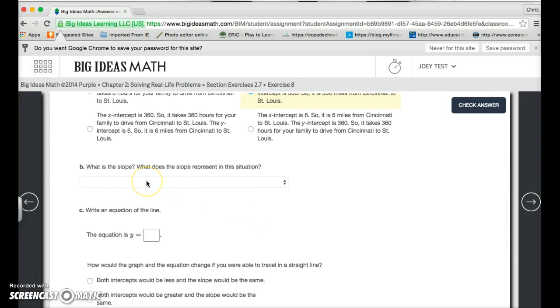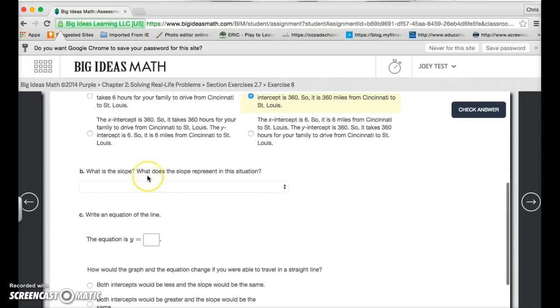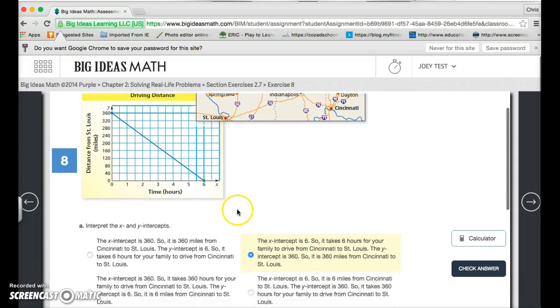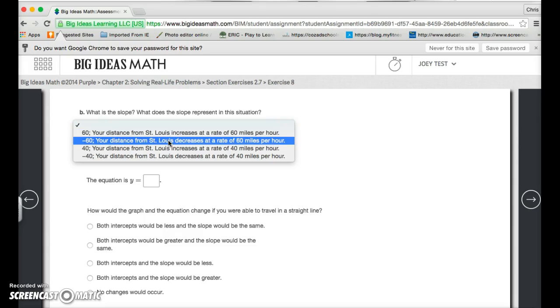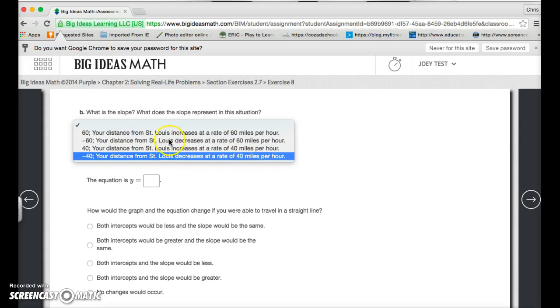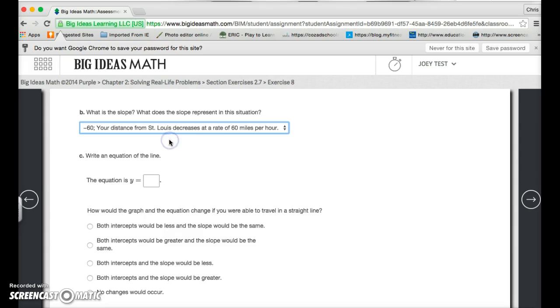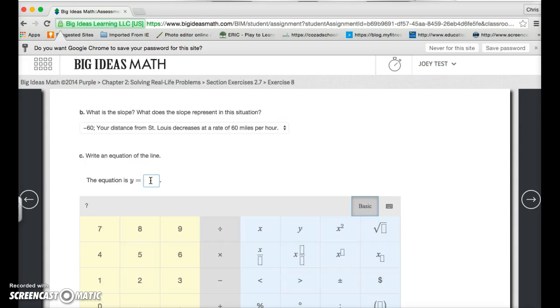What does the slope represent in this situation? We look at our options here, it's negative 60. We know it's negative because our line is going down, so automatically we know it's either negative 60 or negative 40. If we calculate it out, we would get negative 60, and that is your distance decreasing as you're driving towards St. Louis. Write an equation. Do we have enough information to write an equation?